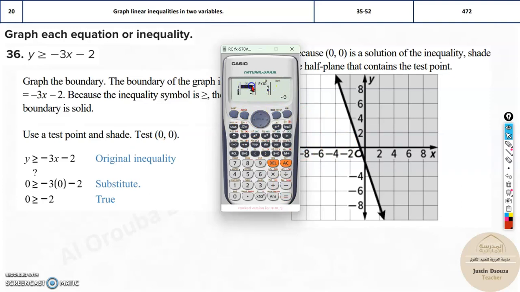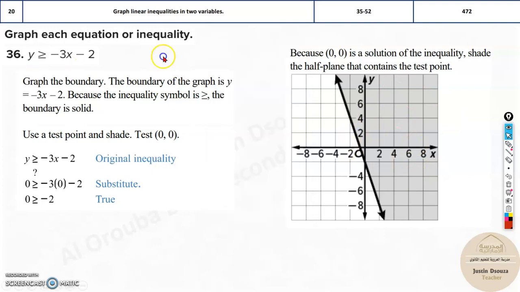Now you can check. At minus 3, what is the answer? 7. Yes, it's 7. At minus 2, the answer is 4, yes, absolutely. At minus 1, it is positive 1. At 0, it is negative 2. Yes, all the values match. It should match. Or you can just look over here: negative 3x and minus 2. So the y-intercept is at minus 2.